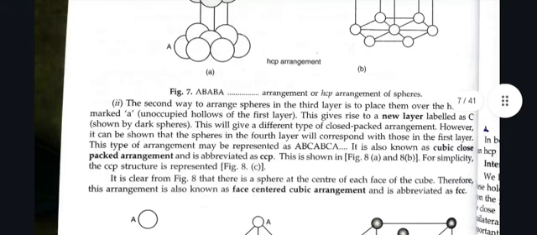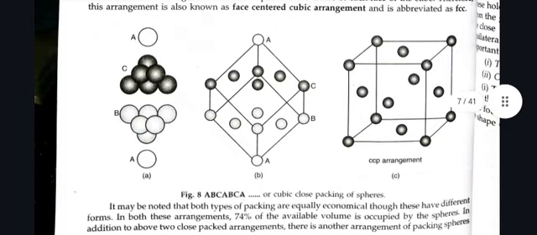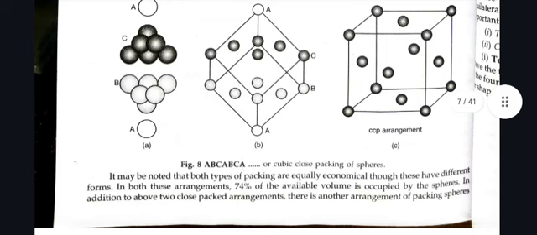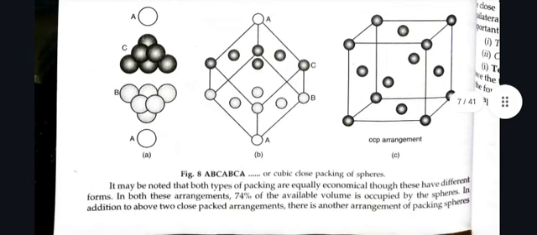It is clear from figure 8 that there is a sphere at the center of each face of the cube. Therefore, this arrangement is also known as the face-centered cubic arrangement and is abbreviated as FCC. It may be noted that both types of packing are equally economical, though they have different forms. In both these arrangements, 74% of the available volume is occupied by the spheres.